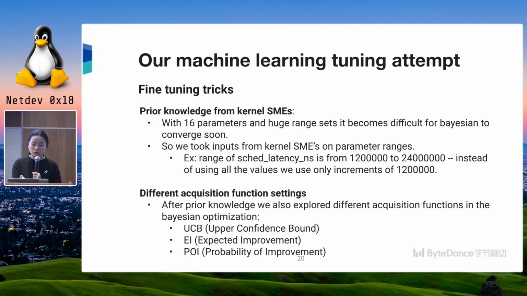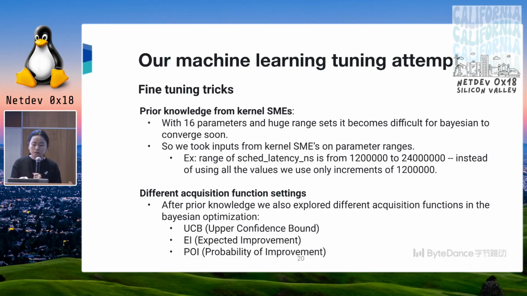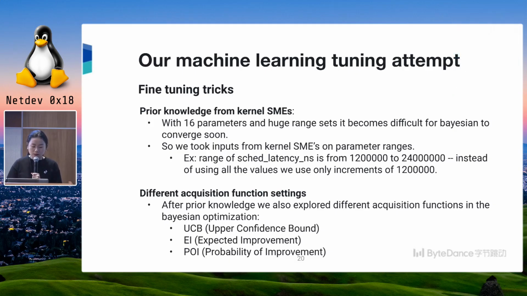So for example, for the range of schedule latency NS, we have a range from a small 12 to 24 times the multiple, instead of using all the values from the 12th one. We also tried different acquisition function settings. Here we have three of them: upper confidence bound, expected improvement, and probability of improvement. But those are just beginnings. Maybe in the future they could come with better machine learning parameter values.